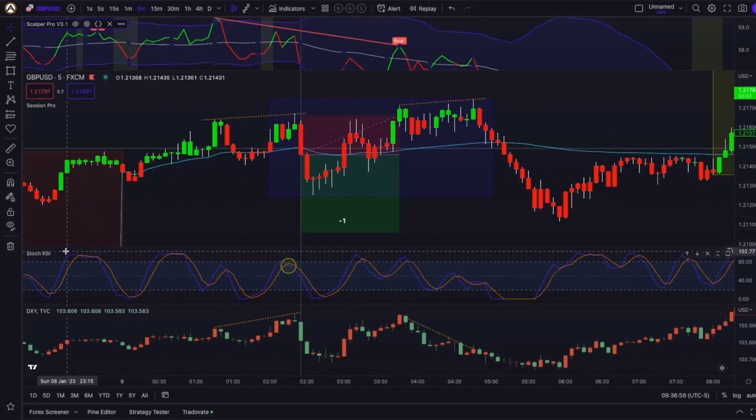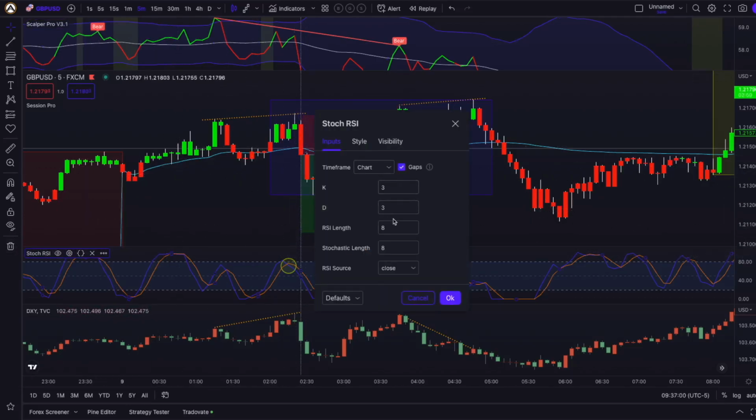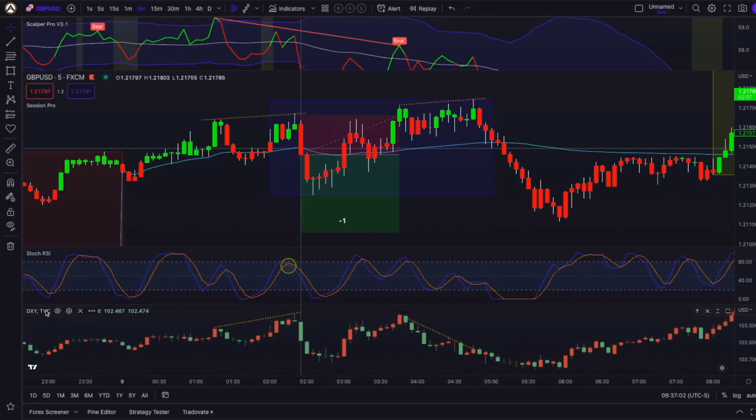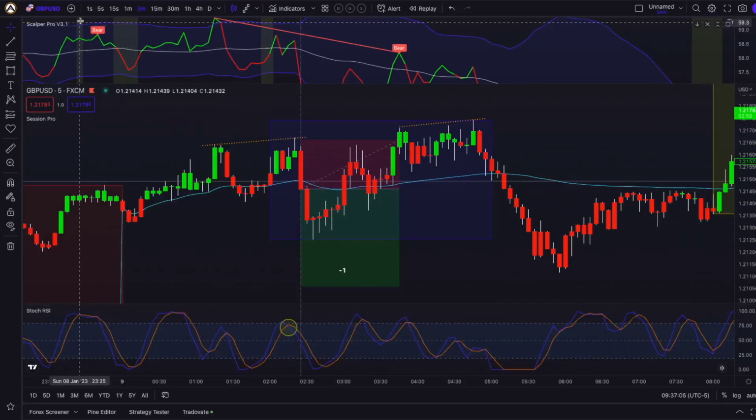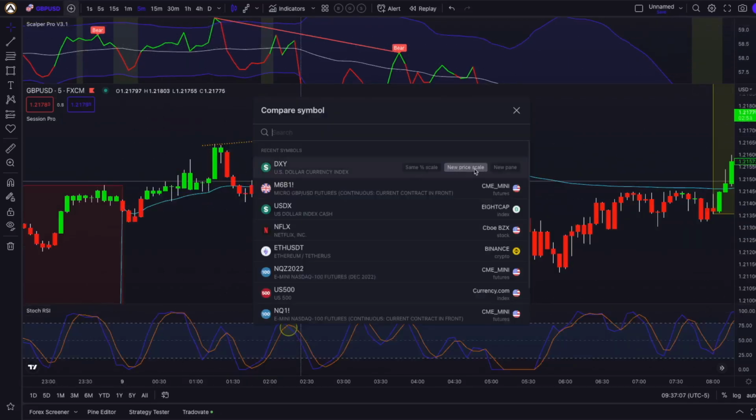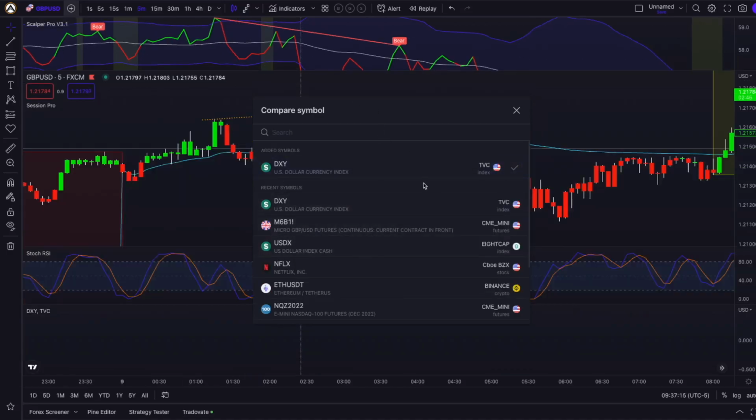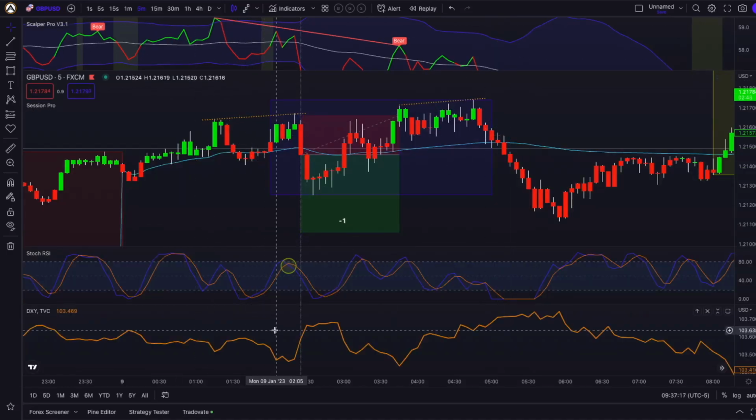We're using the stochastic RSI with these settings right here. And we're also using the DXY right here. So I'm showing you how you can add the DXY to your chart. You simply click on this compare or add symbol button right here at the top left. Then you add the DXY to a new pane. And now let it load.